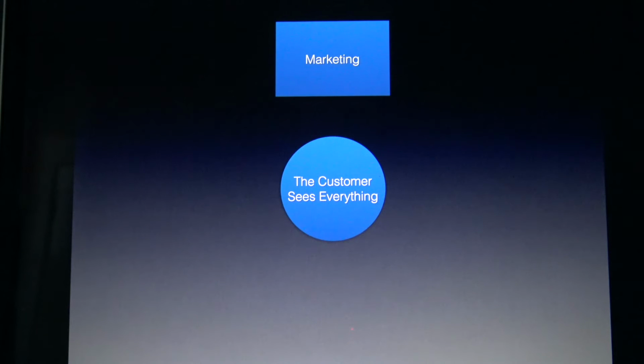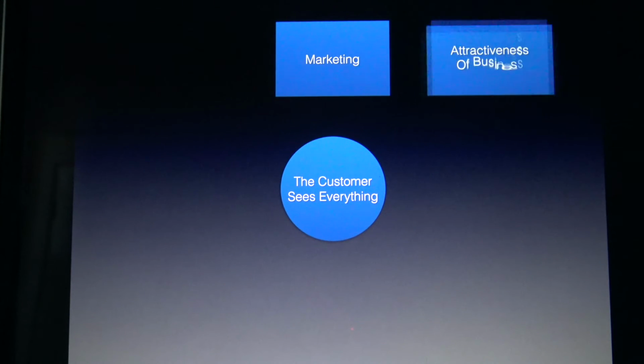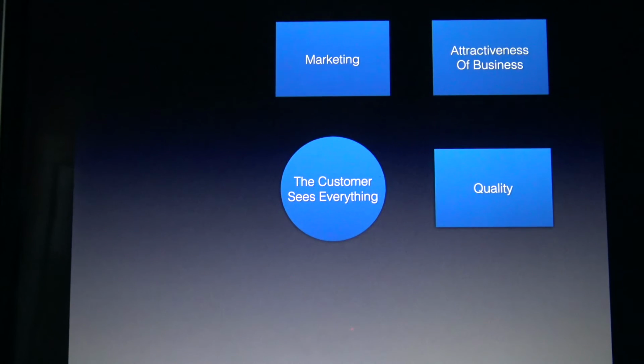One of the things the customer sees is the marketing. You want to see the marketing, and then the experience you have when you go to interact with the business should live up to your expectations created by the marketing. Second, the attractiveness of the business. Is it a place that you want to go, that you want to do business? Does the attractiveness of the business line up with your expectations for this type of business?